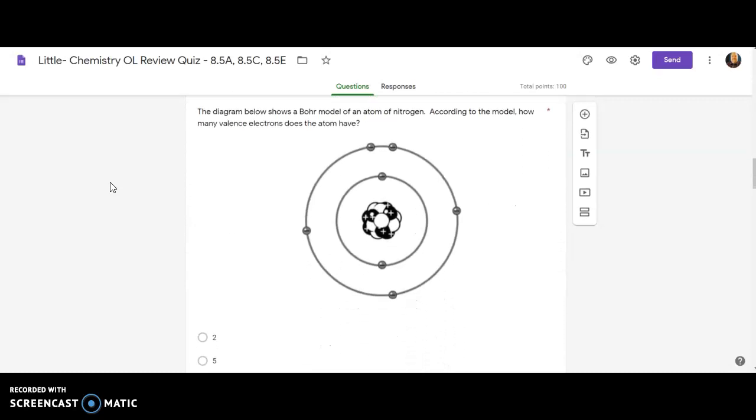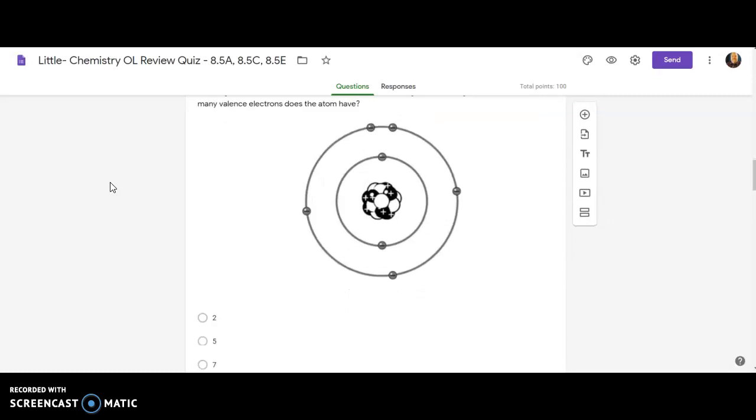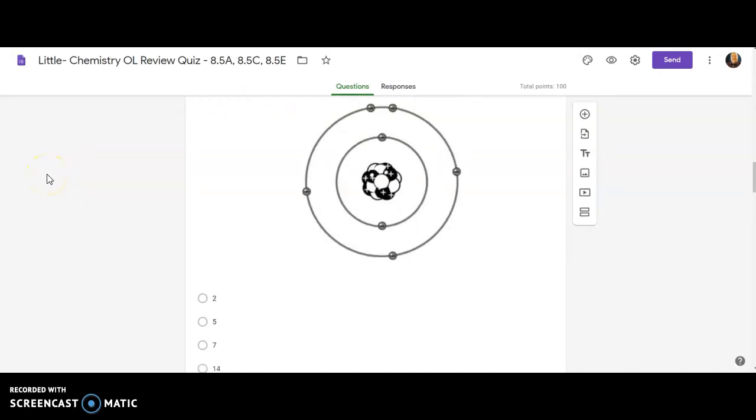Next question, represented by a Bohr model. It shows the Bohr model of an atom of nitrogen. According to the model, how many valence electrons does the atom have? Remember, kids, your valence electrons are your number of electrons in your outermost shell. So do I have 2 valence electrons, 5 valence electrons, 7 valence electrons, or 14 valence electrons?